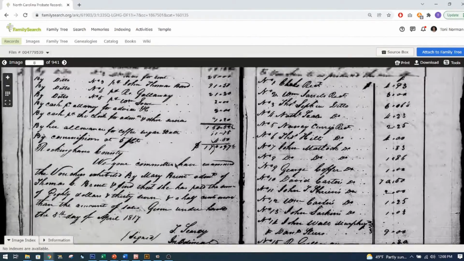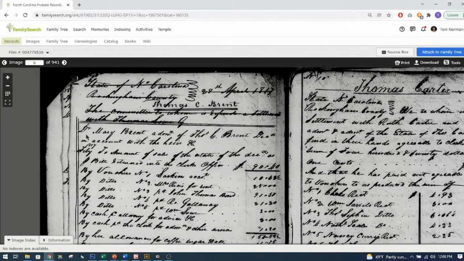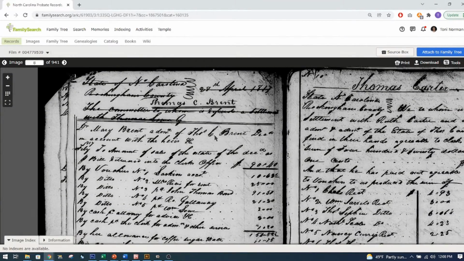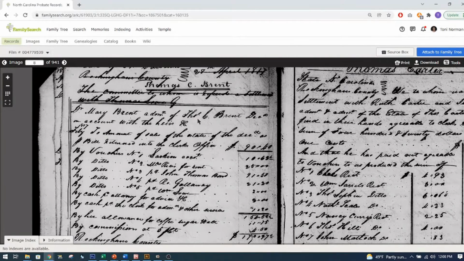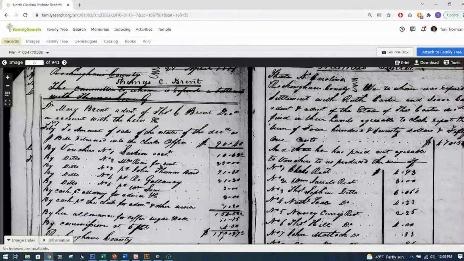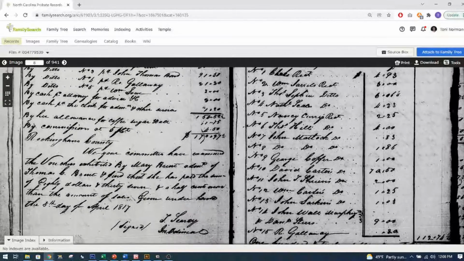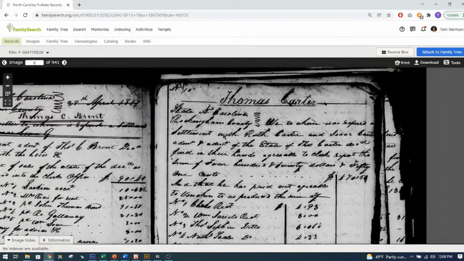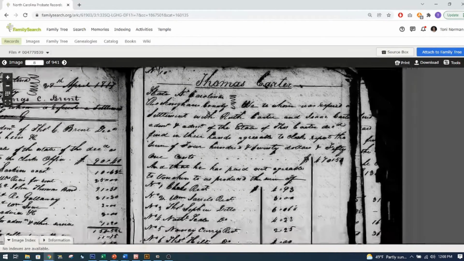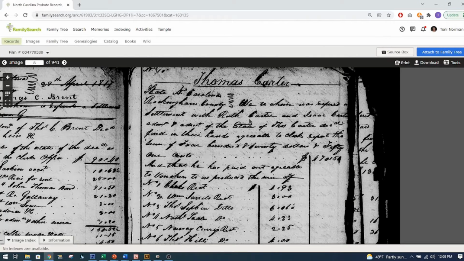I'm only going to go through a few of these, and I'm going to go to another area. Okay, here is Mary Brant, administrator of Thomas C. Brant, deceased. So we have Thomas C. Brant, who has passed away. Mary Brant is most likely his wife. So you get a wife's name again. Okay, and then we have some more names here. And again, April of 1817. So he died before that. Here's Thomas Carter. Let's see what we have here. We have a settlement with Ruth Carter and Isaac Carter. Most likely Ruth is his wife and Isaac is a son.